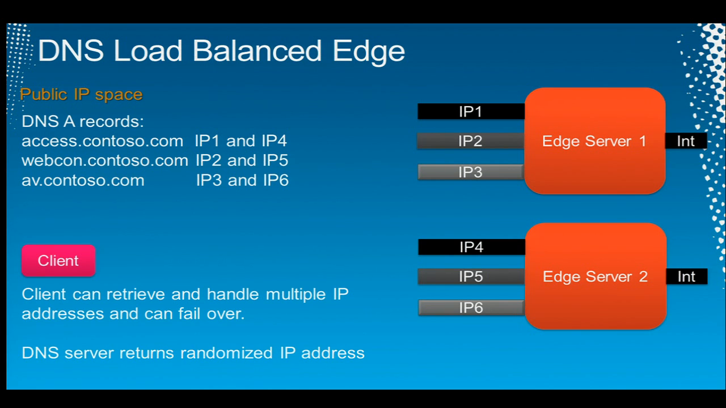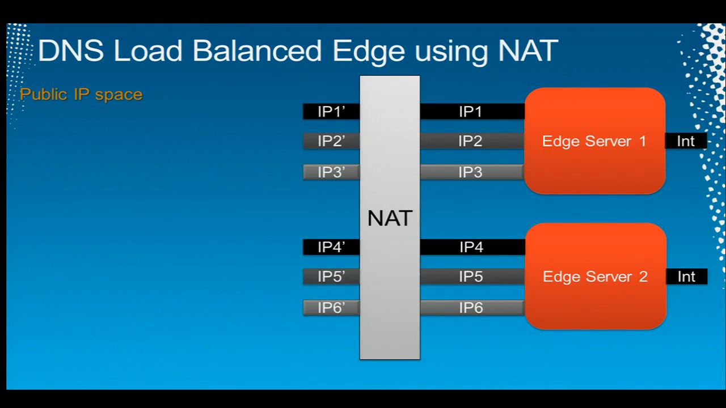So that's what I'm saying, the client can retrieve and handle multiple IP addresses and can fail over. If IP address 1 doesn't respond, then it just picks up the next one and goes from there. The DNS server returns the IP addresses in randomized format, so it's not in a specific order. It's a nice way to use the existing DNS infrastructure for load balancing.